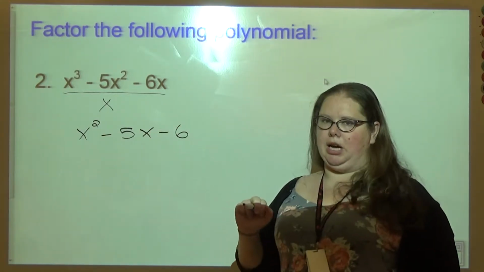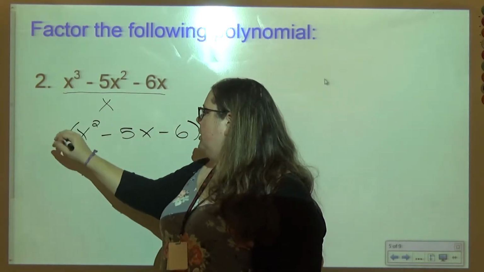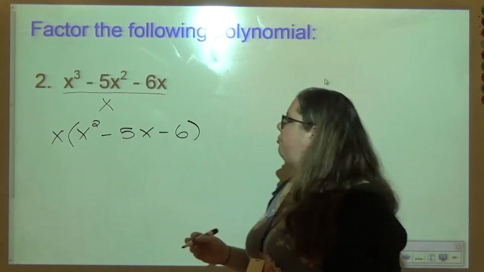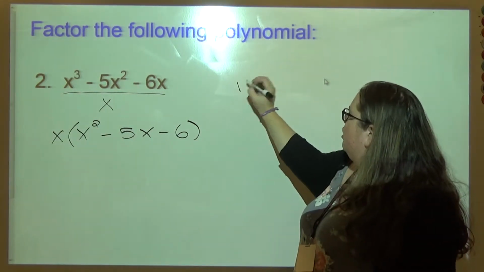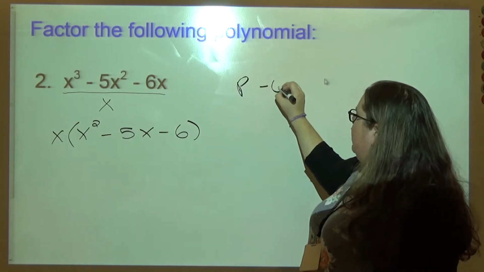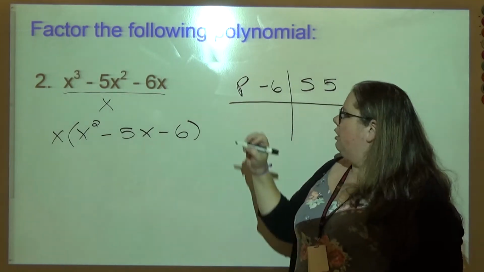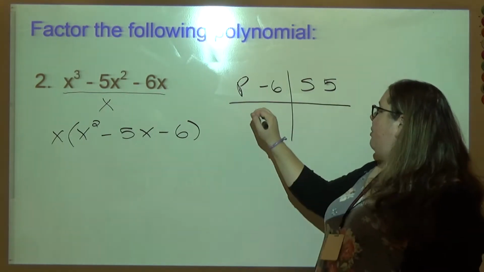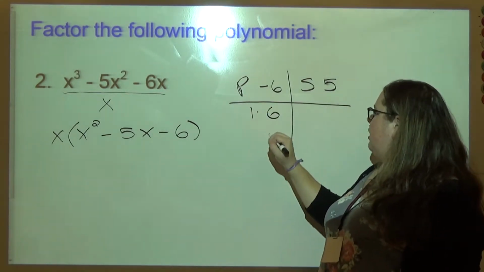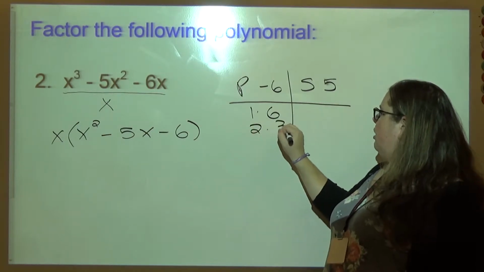Last term it cancels out. And again, we're left with a product sum problem, where our product is negative 6 and our sum is 5. Not very many things multiply to 6: 1 and 6, and 2 and 3.